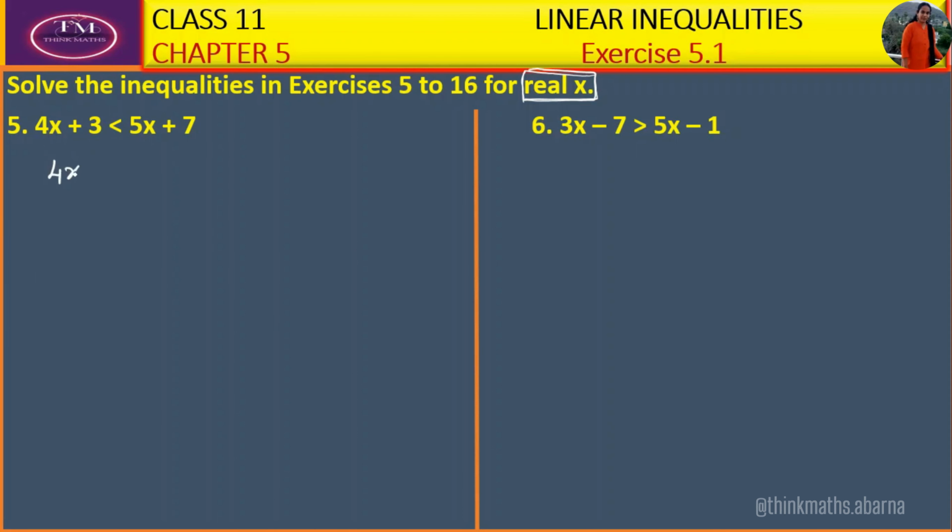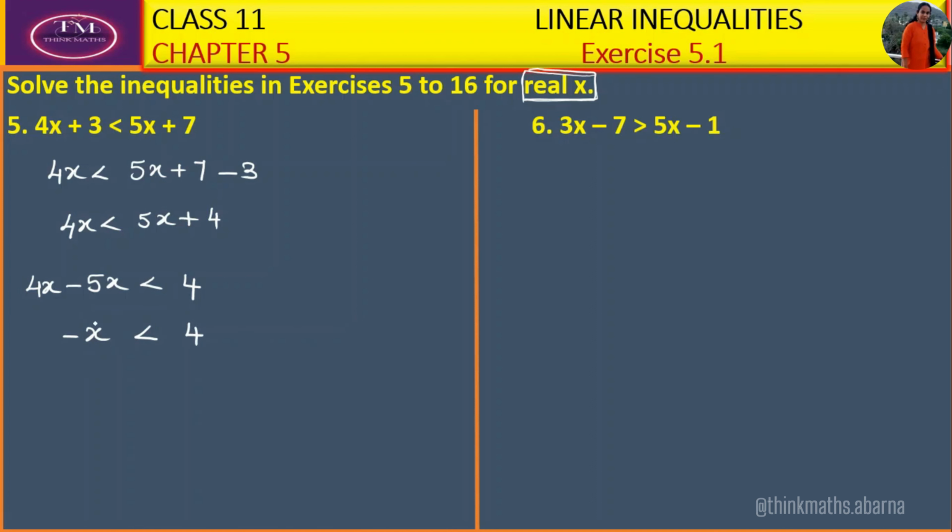First let us take the constant plus 3 to the right hand side. So plus 3 will become minus 3. So 4x is less than 5x plus 7 minus 3, that is 4. Now bring this 5x to the left hand side. So 5x will become minus 5x, which is less than 4. 4x minus 5x is minus x. So minus x is less than 4.